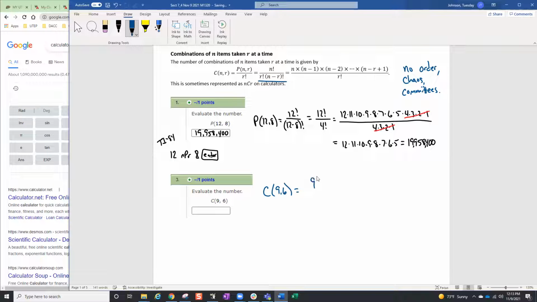We have 9 factorial divided by 6 factorial times (9 minus 6) factorial. So that is 9 factorial divided by 6 factorial, 3 factorial. Now I'm going to do this one out by hand so that we could see exactly what's going on here.